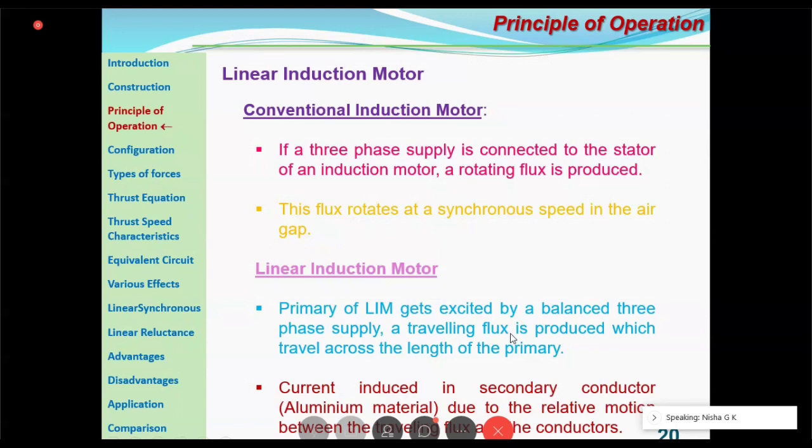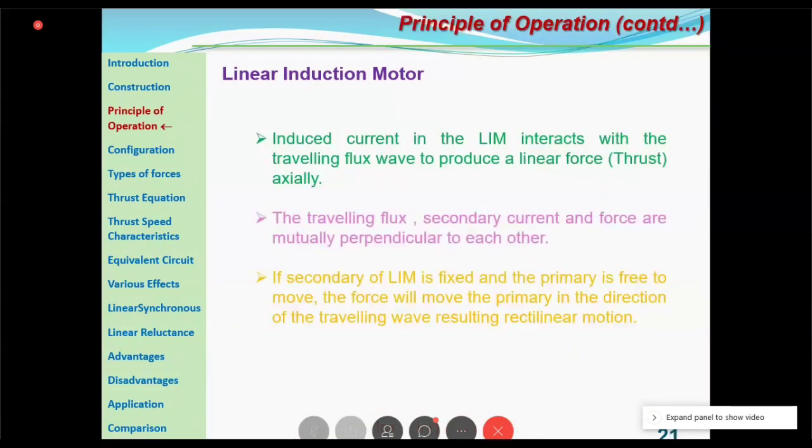So a current will be induced in the secondary conductor, since it is an aluminum material, due to the relative motion between the traveling flux and the conductor. And since you have a current induced, that will interact with the traveling magnetic field and it will produce a linear force, or we can call it the propulsive force, or you can call that the thrust axially. So in the case of the conventional induction motor, you have torque, but instead of that, you have a force in the linear induction motor.